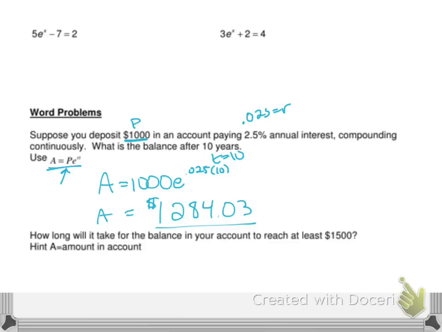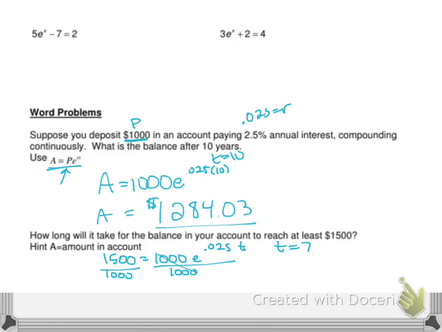So in this case, now I'm solving for t. t is the thing I don't know. So 1,500 equals 1,000 e to the 0.025t. Now, if you remember correctly, we could put this in y equals and do y1 and y2 and solve like we did before. However, now we know about logarithms. So I'm going to use it that way. So the first thing I'm going to do is divide by 1,000 because I want to get the variable by itself.